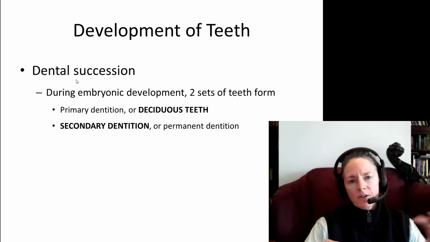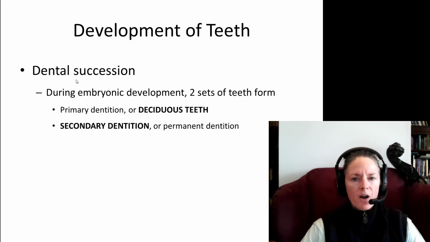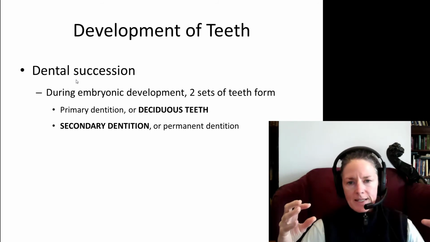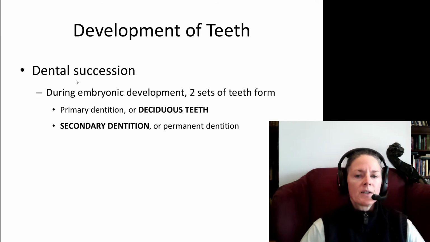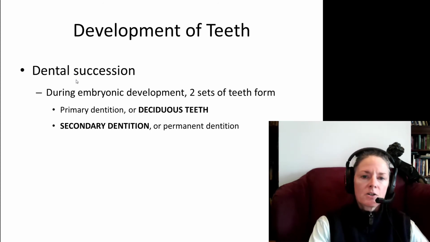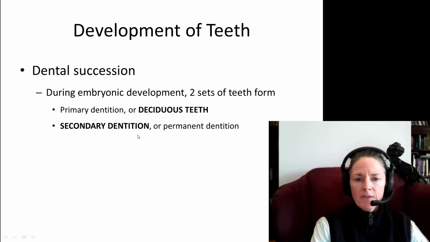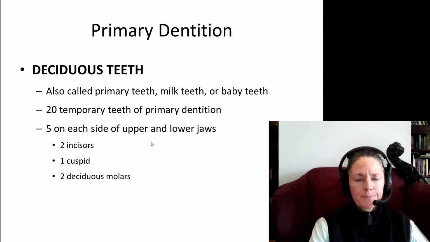So obviously we've got our dental succession. We've got the deciduous teeth, which are the primary set. That's the baby teeth. And deciduous means shedding. So if you talk about deciduous trees, these are trees that shed their leaves in the fall. And the secondary dentition is your adult teeth. This is the permanent dentition. As we've said, the primary dentition has 20 teeth, and the secondary dentition, if you have the full set of teeth, including the wisdom teeth, is going to be 32 teeth.